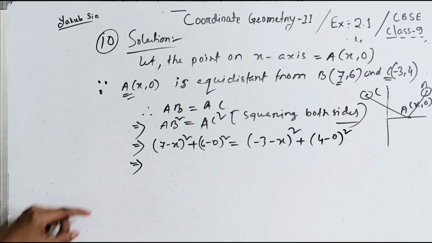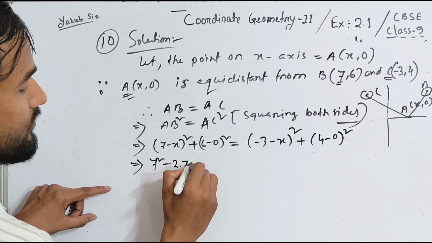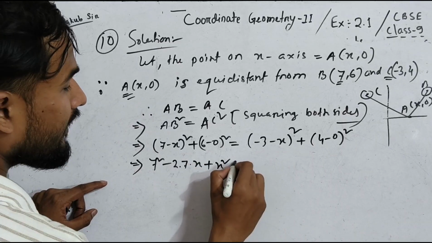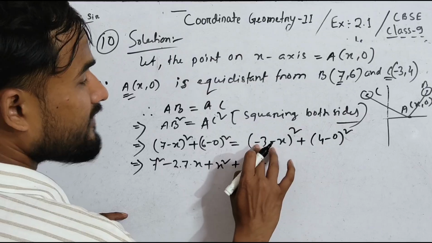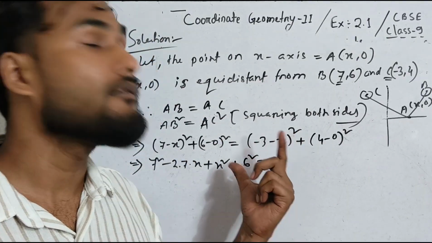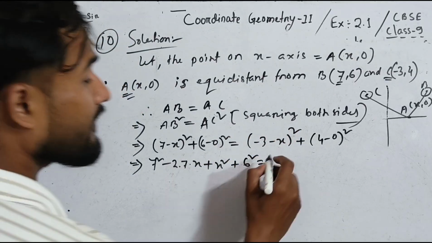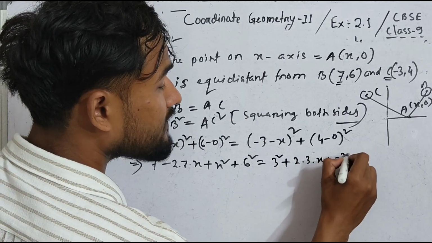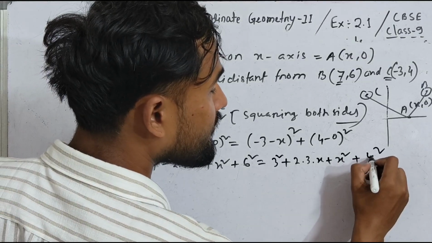Let's expand the squares here. 7 square minus 2 into 7 into x plus x square, using the a minus b whole square formula, and 6 minus 0 square will be 6 square. Since both are negative, we can take it as positive, since minus and minus will be plus. That's why 3 square plus 2 into 3 into x plus x square, the a plus b whole square formula, and 4 minus 0 will be 4 square.